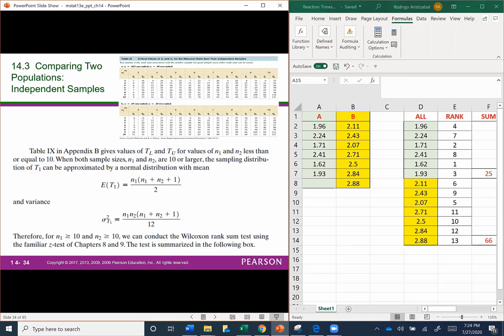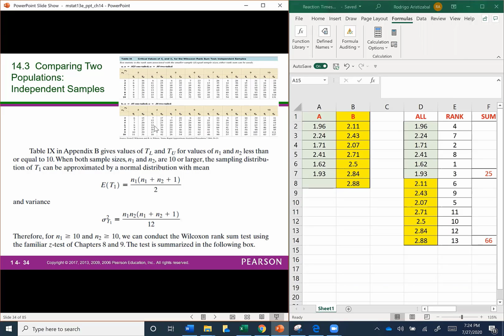Comparing two populations with independent samples. To compare two populations using independent samples, we have only two tables. This table is for significance levels 0.05 two-tail or 0.05 one-tail, or 0.025 (2.5%) one-tail, or 0.10 two-tail. That's it. We have only two tables. Actually, we can construct more tables, but we are going to use only these two tables in our exercises.